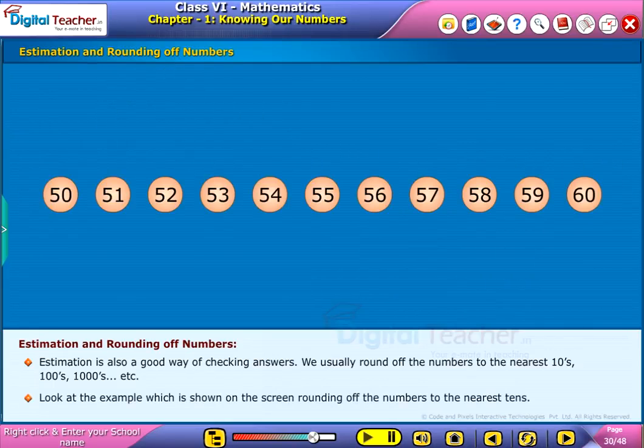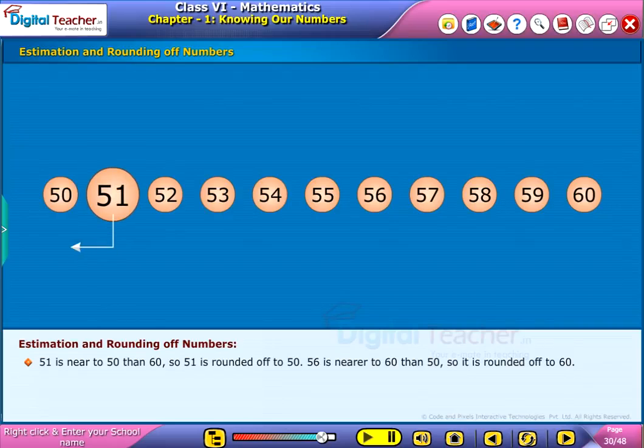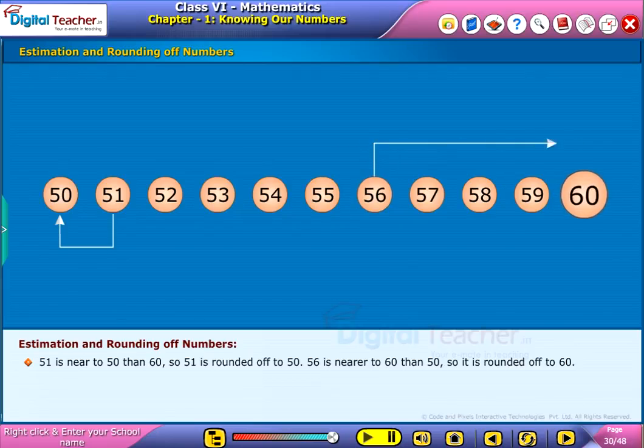Look at the example shown on the screen, rounding off the numbers to the nearest tens. 51 is nearer to 50 than 60. So 51 is rounded off to 50. 56 is nearer to 60 than 50. So it is rounded off to 60.